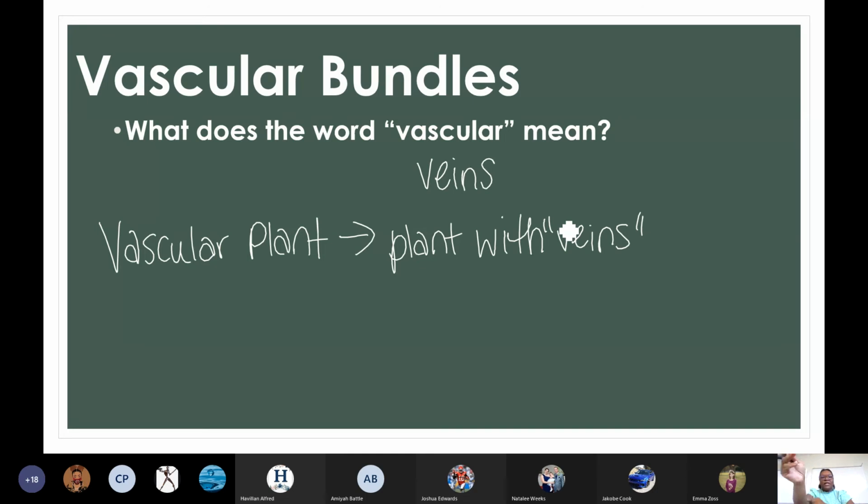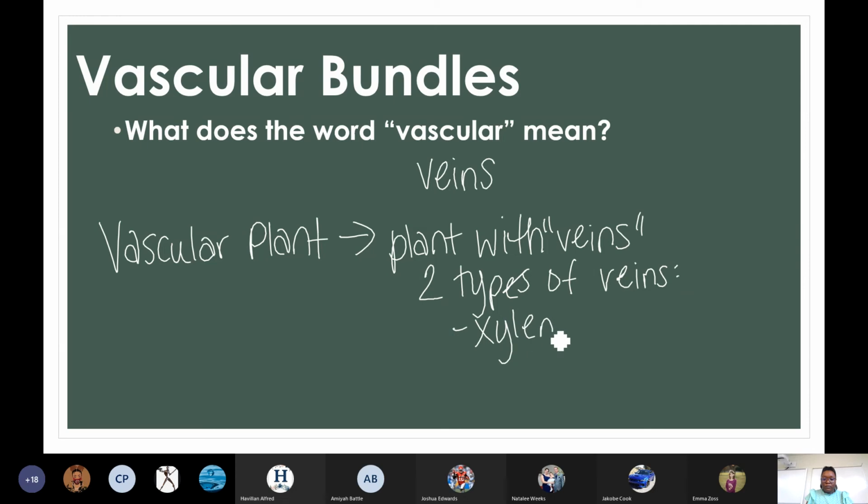Just like we have veins or major veins such as arteries that carry blood from our heart or to our heart, from or to the rest of our body. The same thing is true here with a plant. It's a plant with veins. So we learned about two types of veins today, the xylem and the phloem. And we're going to look at this more on Monday when we dissect our celery.